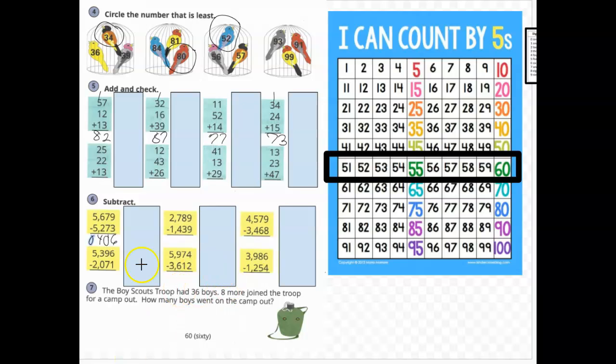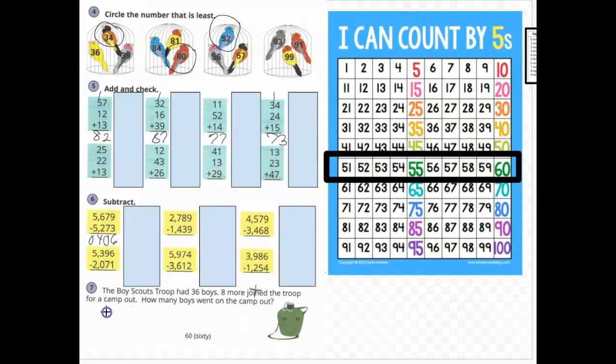If you're going on with us right now, you're all done with your subtraction, and you're down at this last story problem. So the story problem says, the Boy Scouts troop had 36 boys. 8 more joined. That's an addition, huh? That means they came. The troop for a campout. How many boys went on the campout?